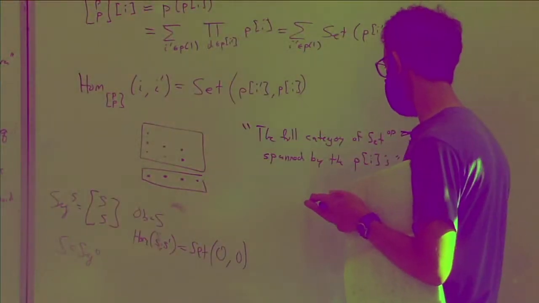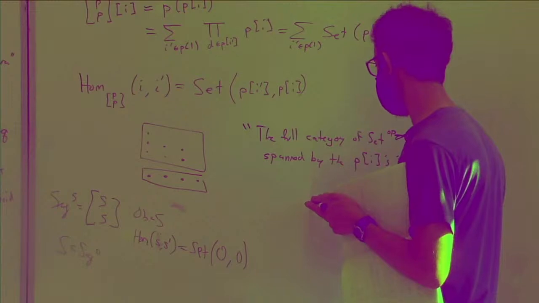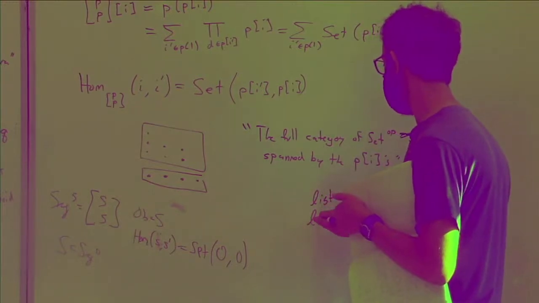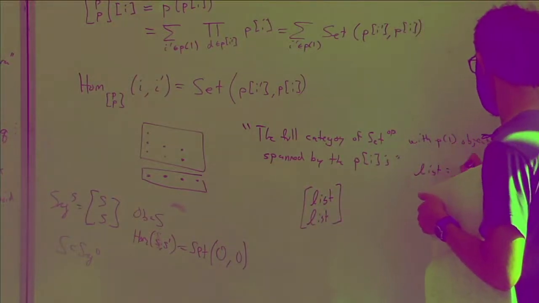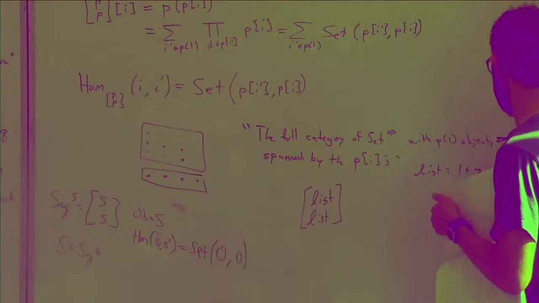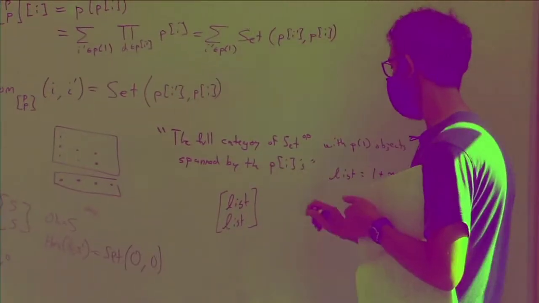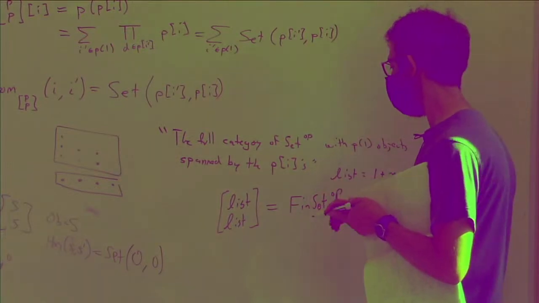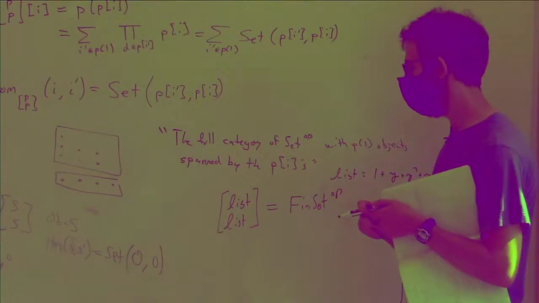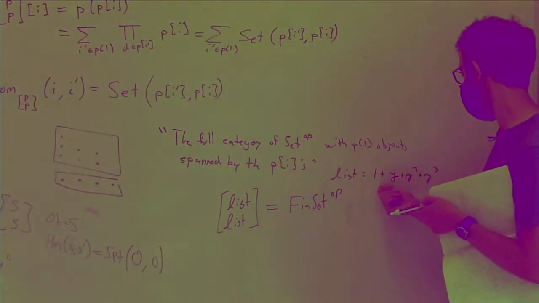One last thing to say is, what do you get for list? Where list is 1 plus y squared plus y cubed. This thing is Fin Set op, the category of finite sets and morphisms between them. Because basically, you get all the finite sets here. And this is equivalent. Okay. Any questions on that?